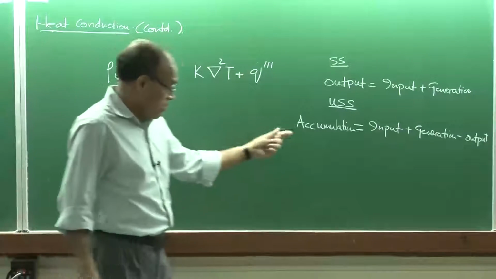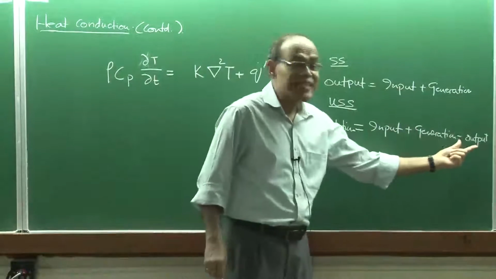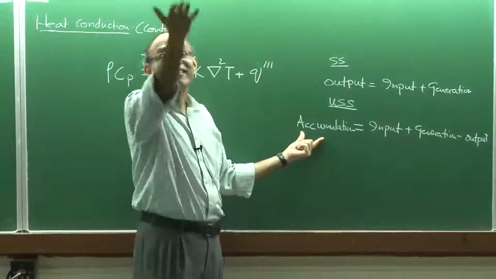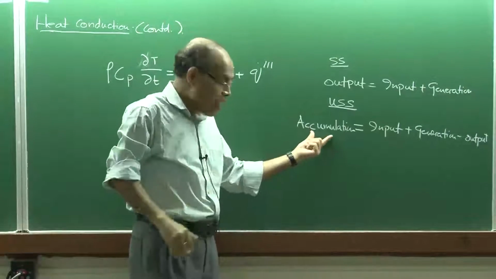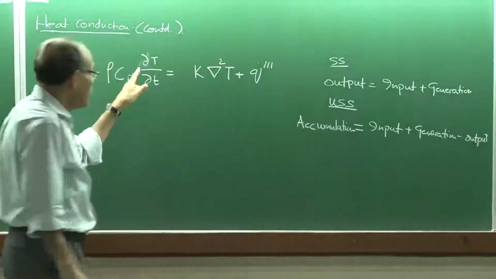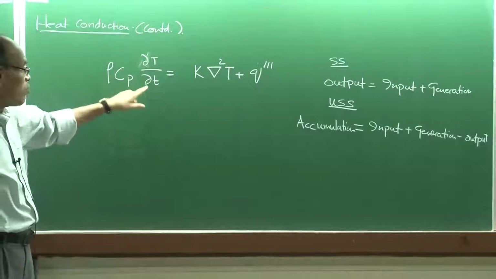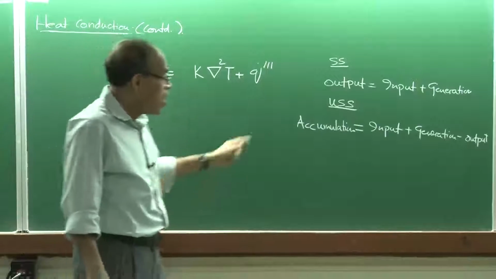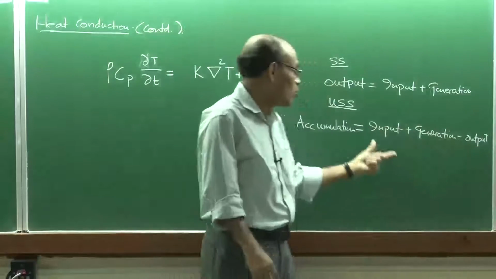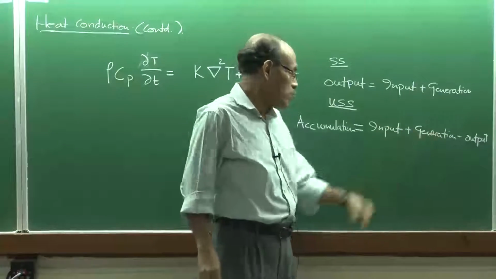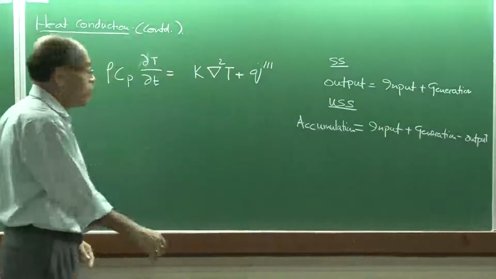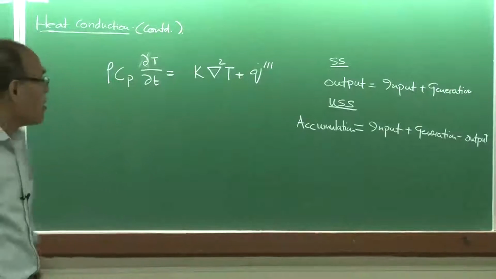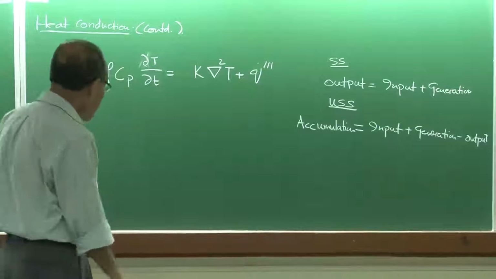When input plus generation is greater than output, the accumulation becomes a positive term, so the temperature increases as a function of time. This accumulation term is the partial derivative with respect to time. On the other hand, if the output from the control volume is greater than input plus generation, we have a net decrease in temperature. That means the temperature is going down as a function of time.